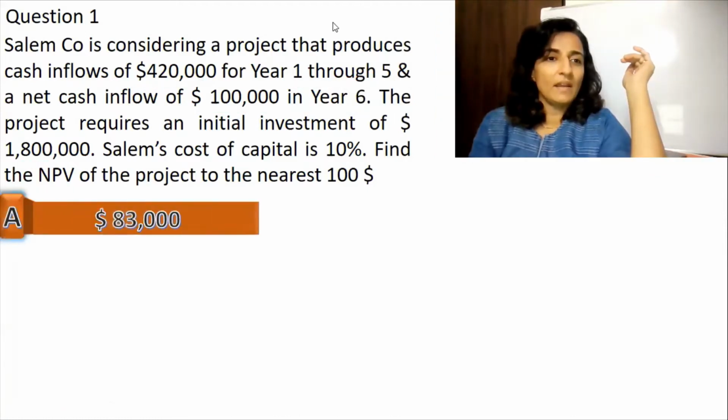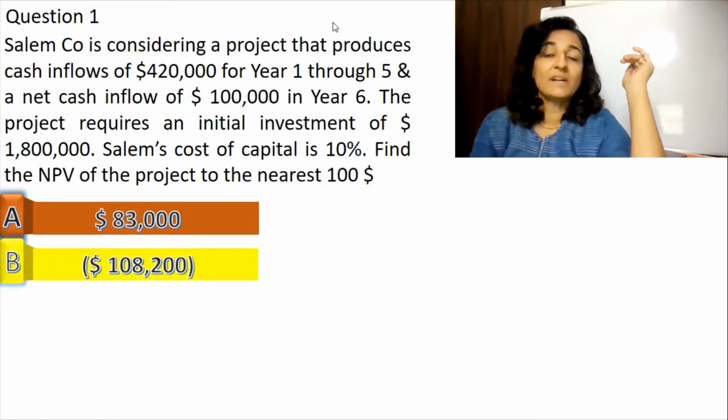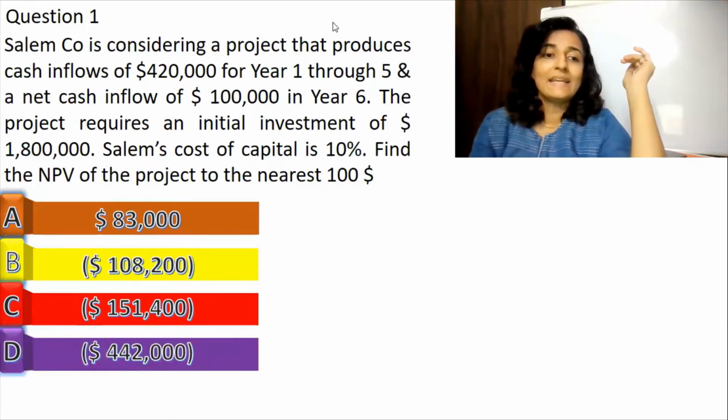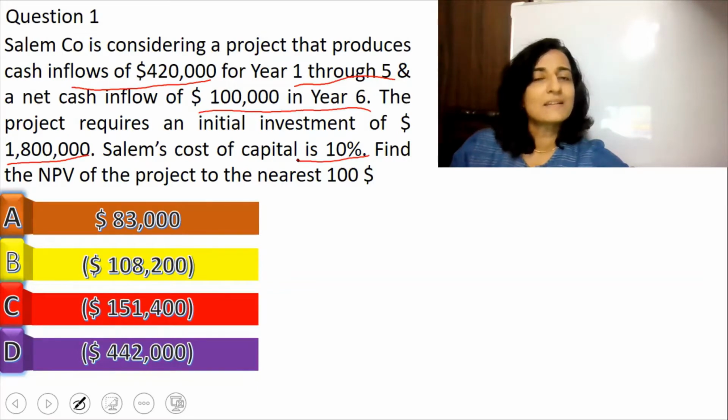So the options are A, $83,000; B, negative $108,200; C, negative $151,400; and D, negative 442,000. What is the right answer? I will just help you with the format and then I want you to do this on your own.